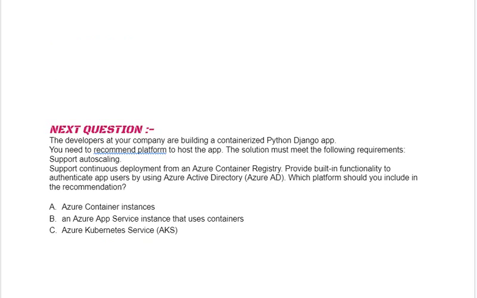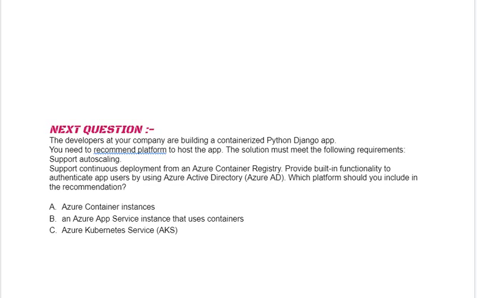Next question is, the developers at your company are building a containerized Python Django app. You need to recommend a platform to host the app. The solution must meet the following requirements: support auto-scaling, support continuous deployment from an Azure Container Registry, provide built-in functionality to authenticate app users by using Azure Active Directory (Azure AD). Which platform should you include in the recommendation?